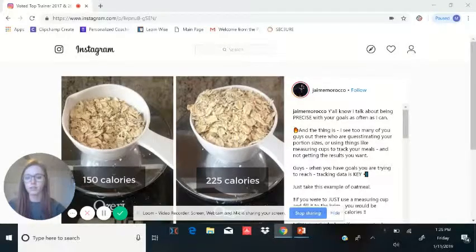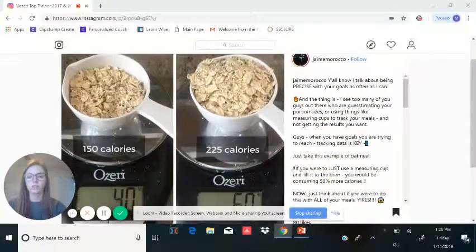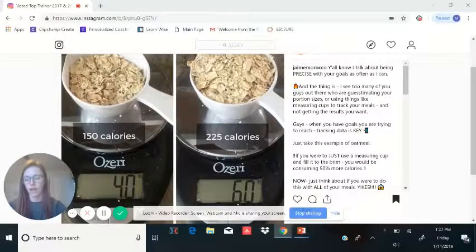Okay, so first off, why use a food scale? Why can't we just use measuring cups? I thought this was a really good example to show you guys for that. So the reason that we want to use a food scale and not just measuring cups is because we are trying to get as precise as possible, and the food scale is how we do that.